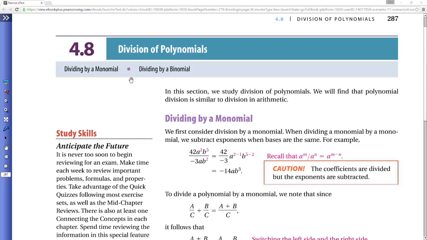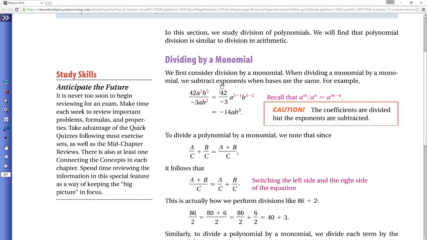Chapter 4, Section 8, dividing a monomial and dividing a binomial, or a two-term polynomial. Well, the first one we're going to look at is dividing monomials, which really should be just a review of some things that we should know about division and fractions.